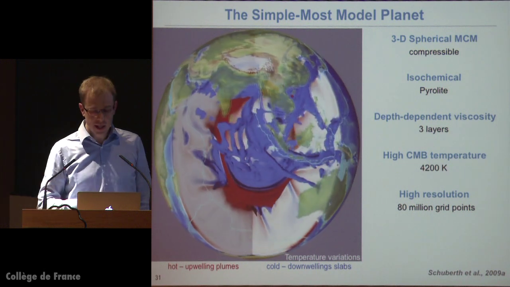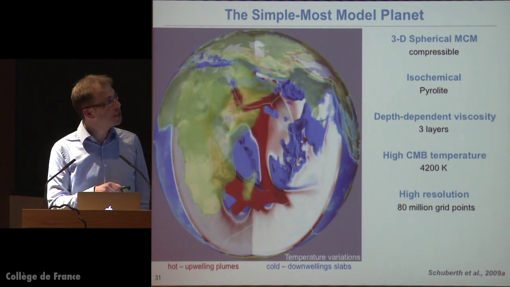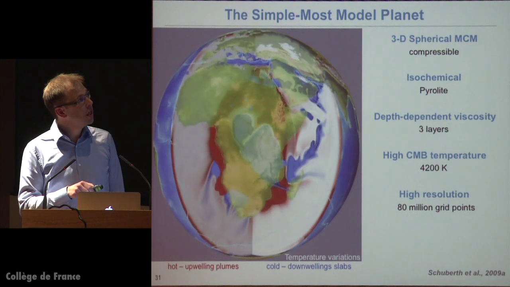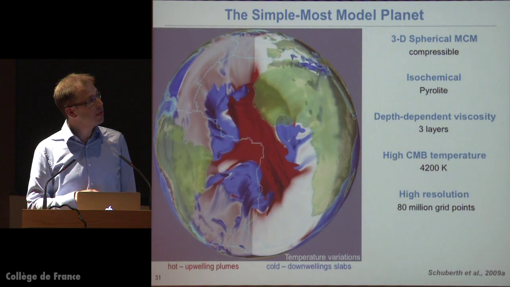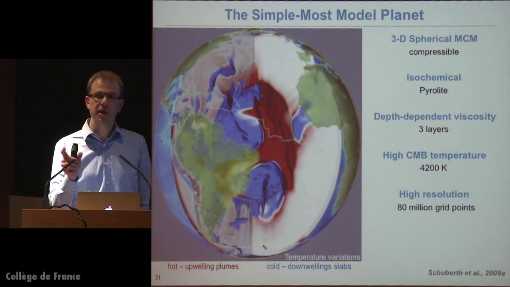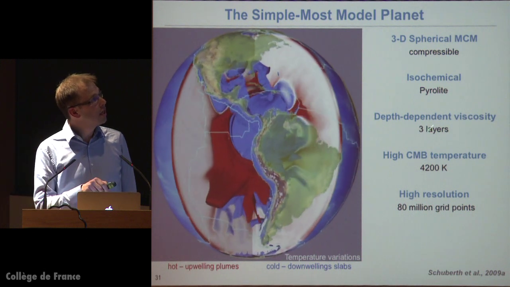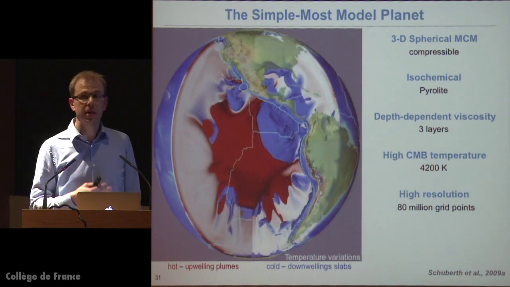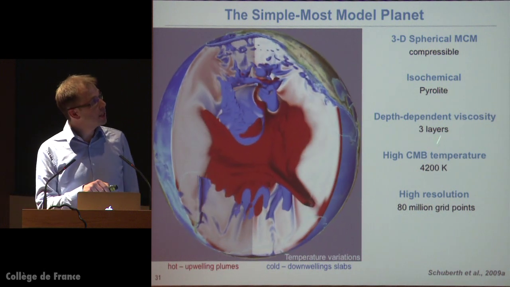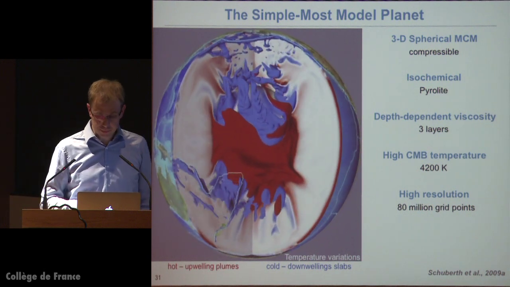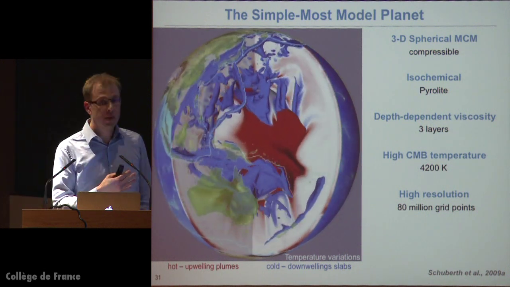We impose a very high CMB temperature to test the effects of large lateral temperature variations, and we try to minimize the complexity in this model and use only depth-dependent viscosity. So we have a stiff lithosphere, a weaker asthenosphere or upper mantle, and a stiffer lower mantle, and this viscosity profile is consistent with post-glacial rebound and geoid information. So we can introduce complexity later.